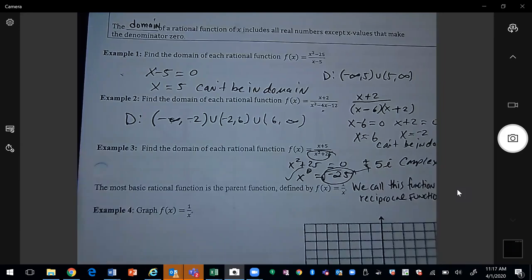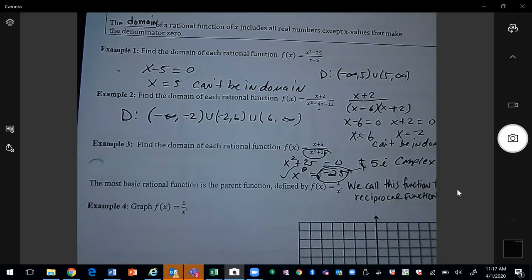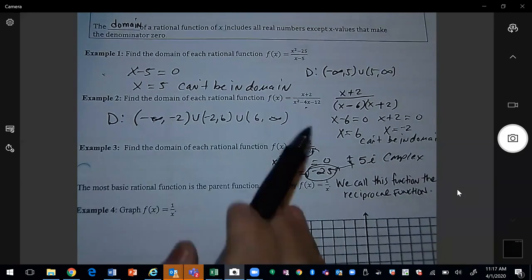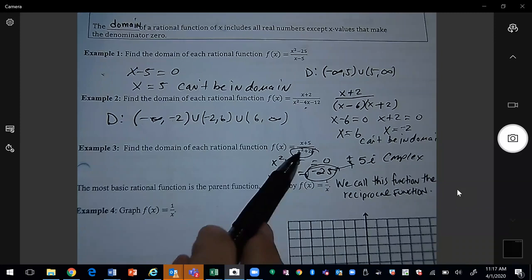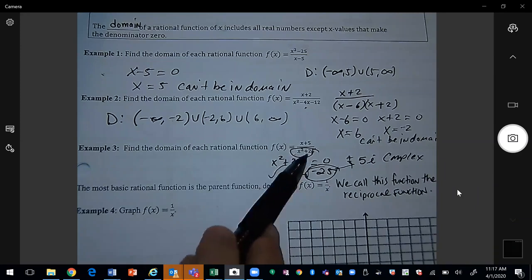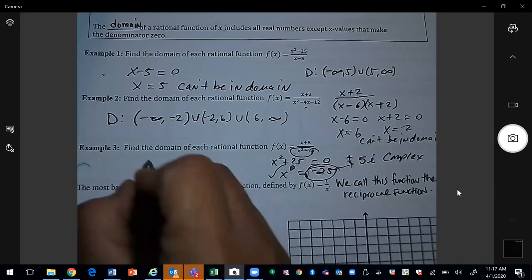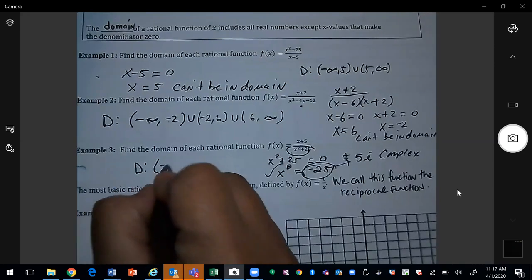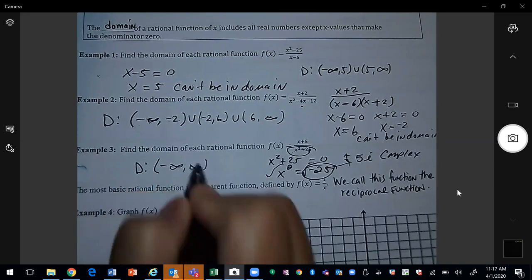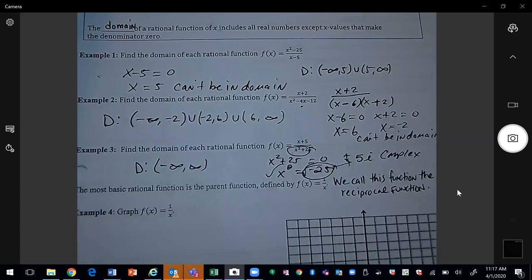And so when you get an imaginary number, there's really no number that you can put in here that's going to cause us to get a 0 on the bottom. Because if I use negative 5, it would become a positive 25 plus 25 would be 50. So we're okay there. So there's really no number that can be excluded from the domain. So the domain would still be negative infinity to positive infinity.